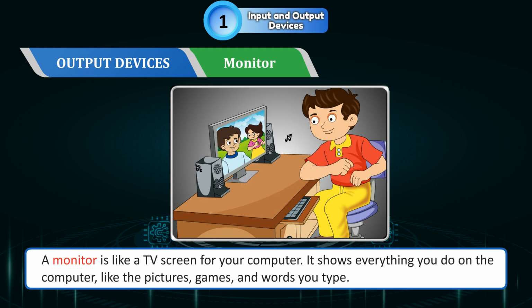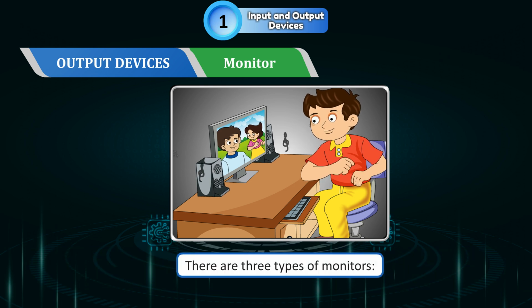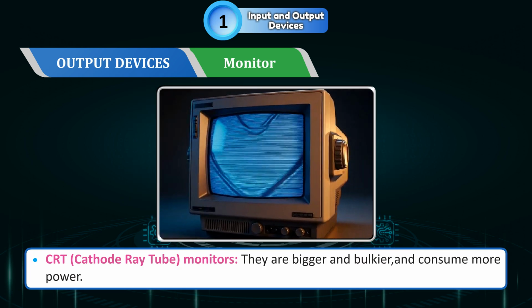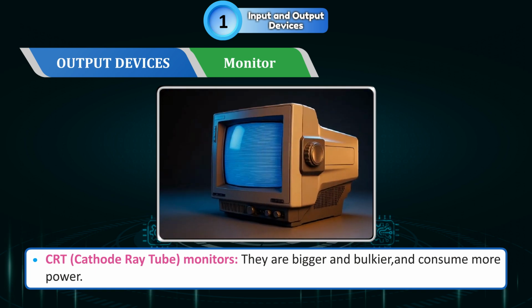Monitor. A monitor is like a TV screen for your computer. It shows everything you do on the computer, like the pictures, games, and words you type. There are 3 types of monitors. CRT, cathode ray tube monitors. They are bigger and bulkier and consume more power.